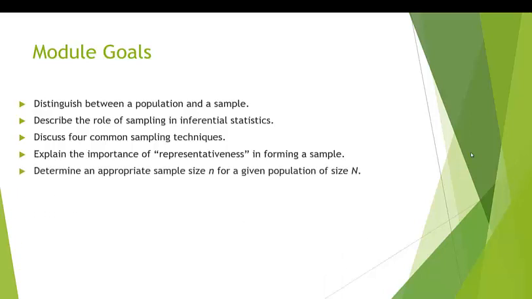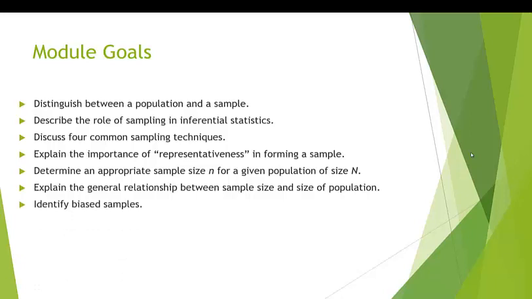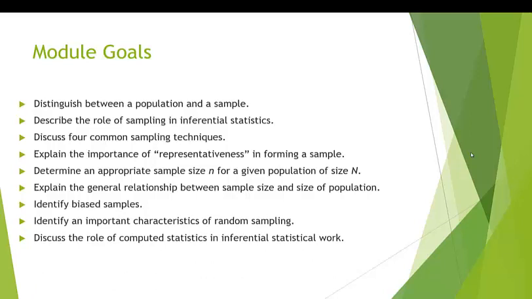Determine an appropriate sample size, little n, for the given population size, big N. Explain the relationship between the sample size and the size of the population. Identify biased samples. Identify important characteristics of random sampling. This we did not discuss. This is kind of not there anymore. This is a little bit dated information. The role of computed statistics and inferential statistical work. We're going to get into some of that stuff later. Finally, contrasts of statistics and the parameter. Okay, so those were our goals for the module.